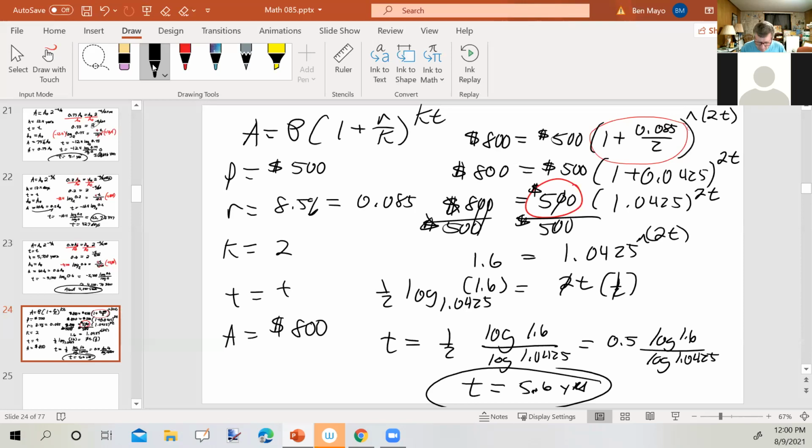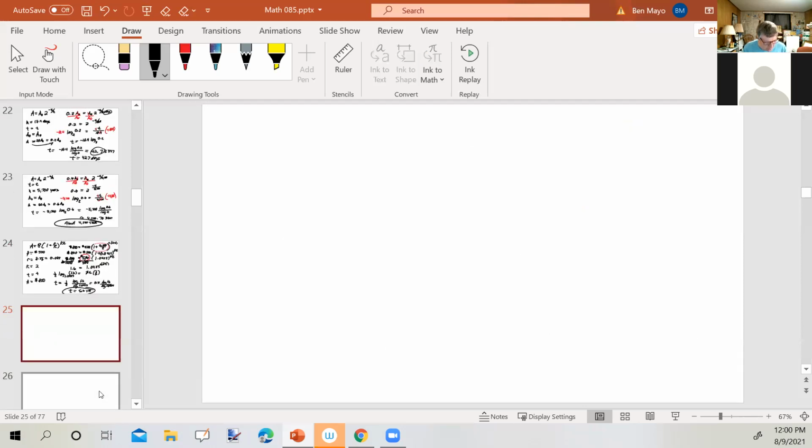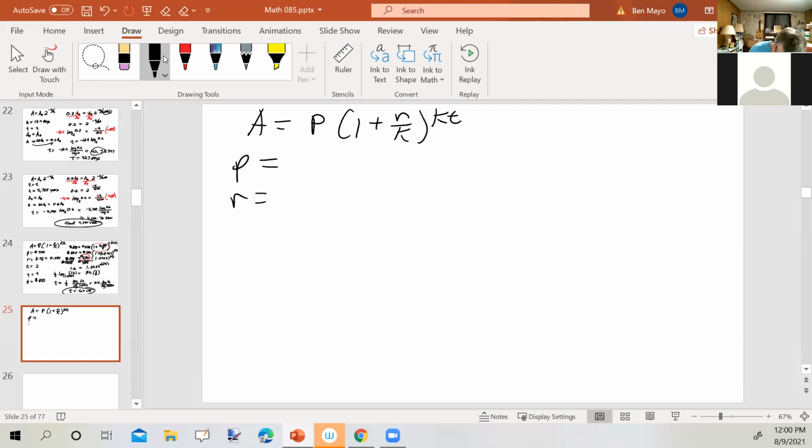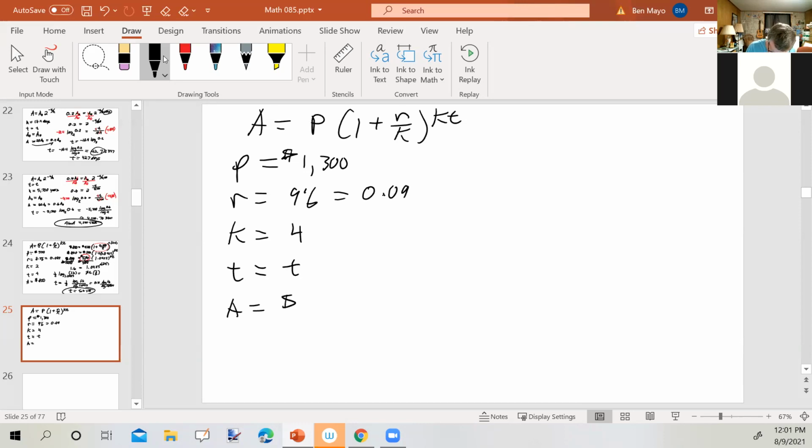Let's see here. Let's do one more of those. Compound interest. If $1,300 is deposited in a savings account paying 9% compounded quarterly, how long will it take the account to increase to $2,100? So compounded quarterly, again, we're using this compound interest formula. Okay. Let's see, it says $1,300 is deposited in a savings account paying 9%, compounded quarterly, so 4 times a year. How long will it take to increase to $2,100? So we've got everything but time.